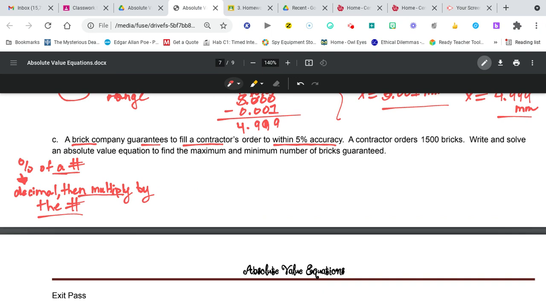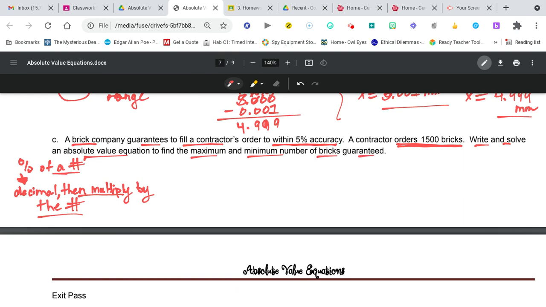So they're saying, well, if the contractor orders 1,500 bricks, then you may get a little less than 1,500, or you may get a little more than 1,500. Just letting you know, the count may not be exact. So that's why they have within 5% accuracy. But what the person would normally want is 1,500 bricks if that's what they ordered. Who wouldn't? If that's what you order, that's what you order. So write and solve an absolute value equation to find the maximum and minimum number of bricks guaranteed.